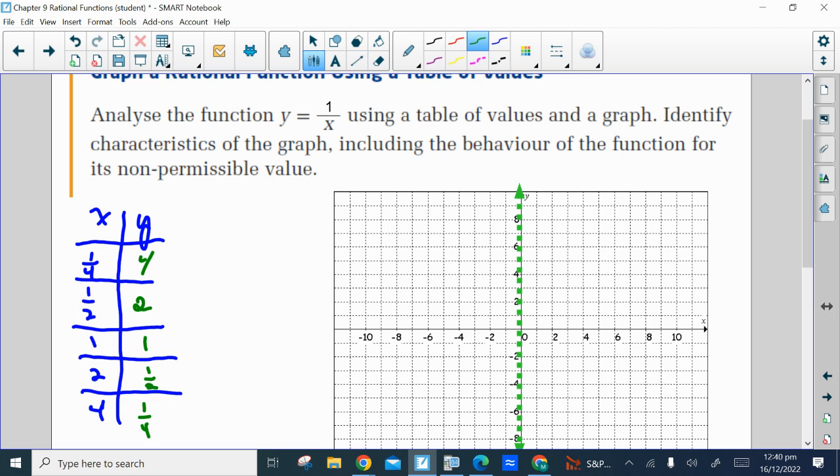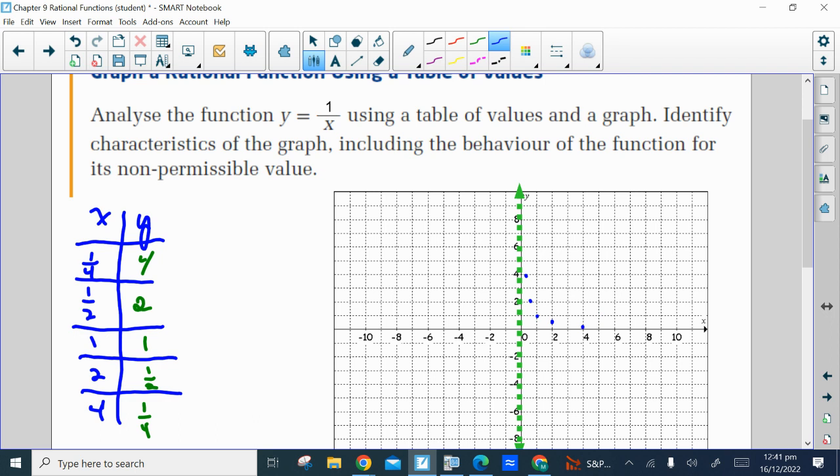And again, as we start plotting points here, we had the point (1/4, 4). We also talked about the fact that the closer that x got to 0, the larger y would get. But it'll never become 0 because 1 divided by something is always something. It'll never be 0. We had the point (1/2, 2). We had the point (1, 1), (2, a half), and then (4, a quarter).